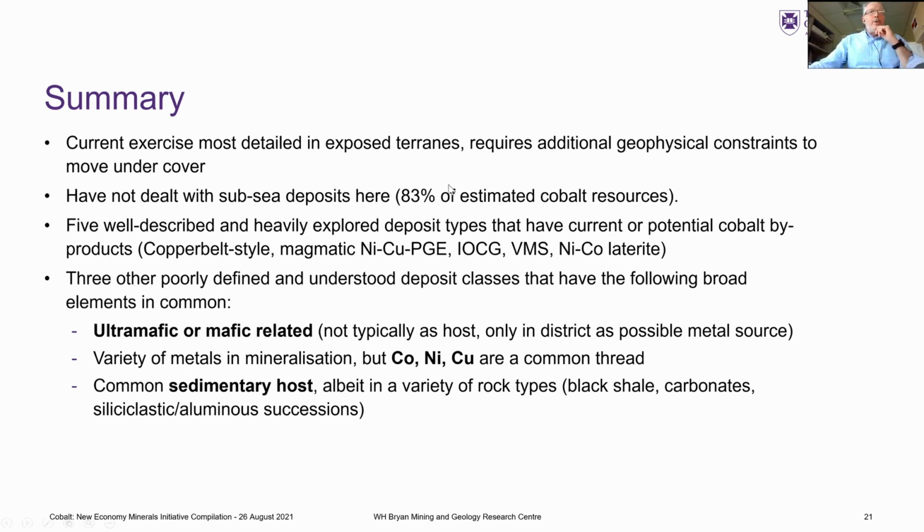There are five well-described, heavily explored deposit types that have current or potential cobalt byproducts, and you can see them listed there as those key deposit types. But there are three others that are poorly defined and poorly understood, but they have relatively broad elements in common, and those being, I've highlighted the ultramafic and the mafic rocks, typically not as a host, but as a potential metal source.